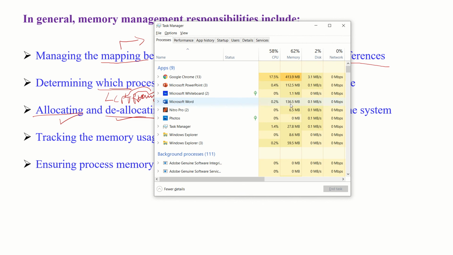The value is 136, that is 132 MB, which was used earlier, because there is no CPU usage. But it changes when I use Word. Till now I have not used Word. Now I am going to use Word. So the memory allocation to that is 134 MB. Similarly, Microsoft Whiteboard, PowerPoint, Task Manager, Windows Explorer: different applications use different memory.